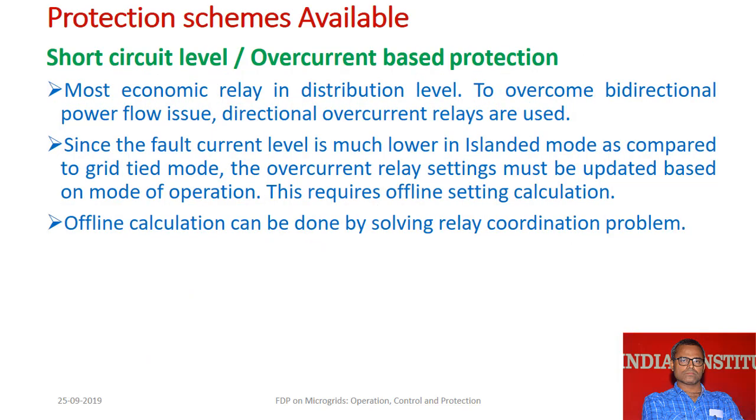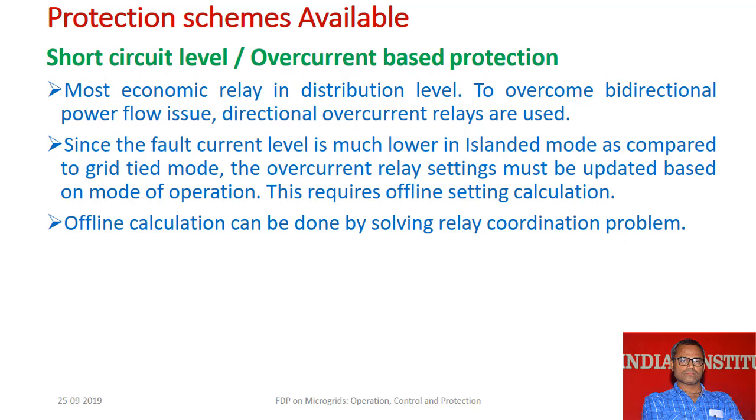So then, what are the protection schemes available? Basically, the microgrid is a distribution network, where generally we use overcurrent relays, right? Sometimes bidirectional relays are used, sometimes only overcurrent relays, based on the requirement. But here in the microgrid, obviously we need a directional overcurrent relay, right? Most economical relays are at the distribution level, because this is the simple overcurrent relay. To overcome the bidirectional power flow issues, directional overcurrent relays are used, right?